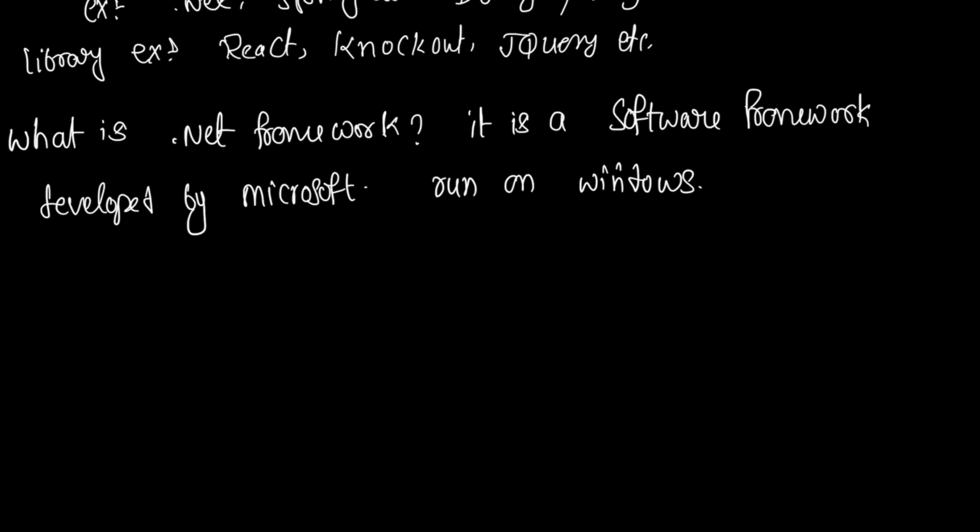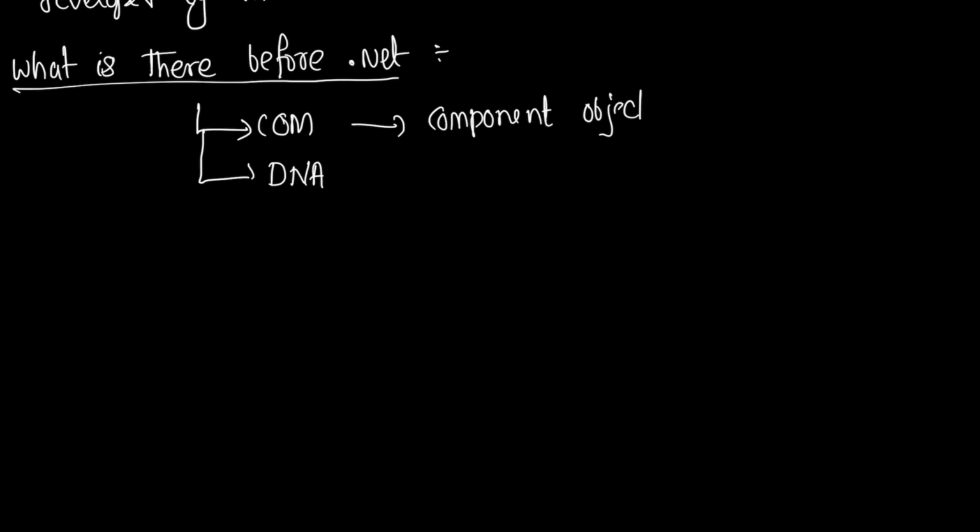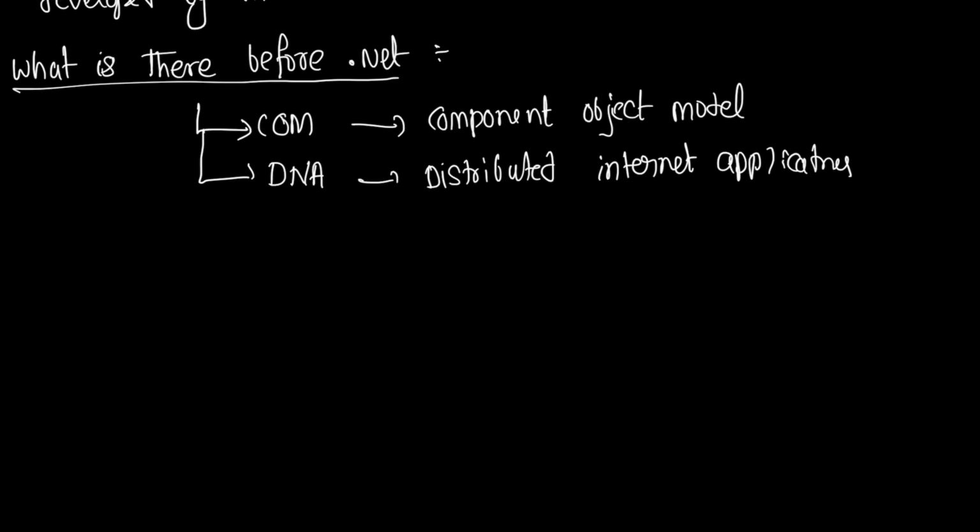Now, what was there before .NET? Microsoft developed .NET, but what was there before it? We used to have two development methods: one is COM, one is DNA. COM is the Component Object Model, which means you can develop components using this technology. And DNA is Distributed interNet Applications Architecture, which was for internet applications like web applications at the time.